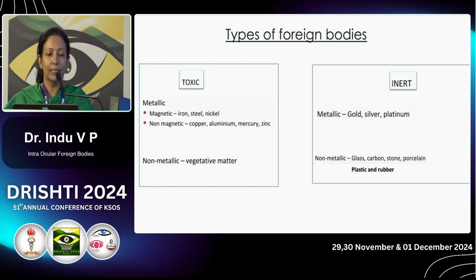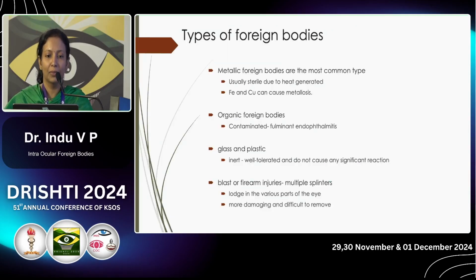Toxic foreign bodies are metallic like iron, steel, copper, and aluminum, and non-metallic like vegetative matter. Inert foreign bodies can be metallic like gold, silver, platinum, and non-metallic like glass, plastic, and rubber. So metallic foreign bodies are the most common one. They are usually sterile because of the heat generated. Iron and copper foreign bodies, if they remain in the eye for a long time, can cause metallosis.